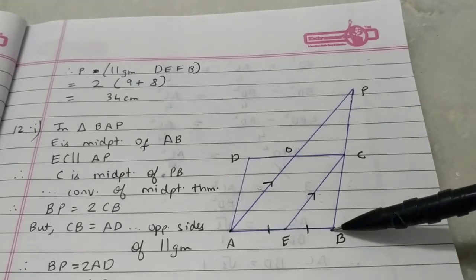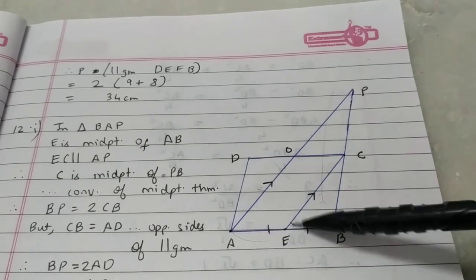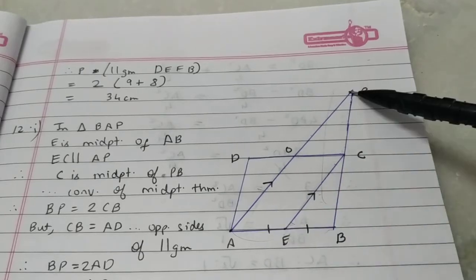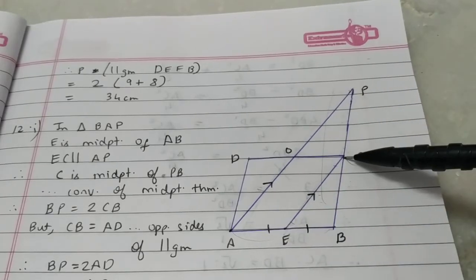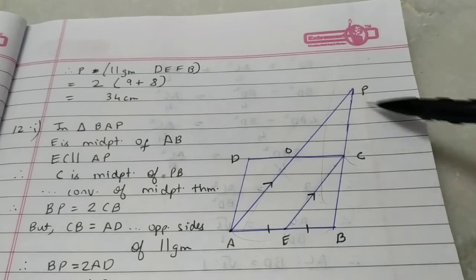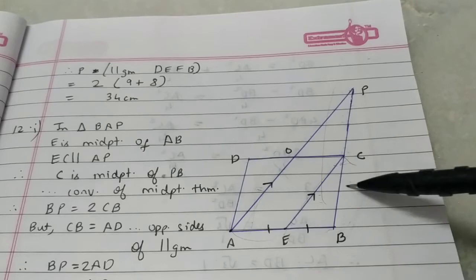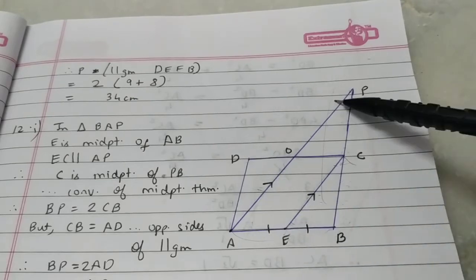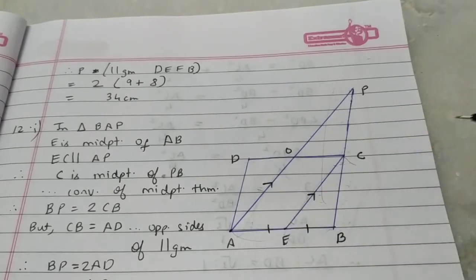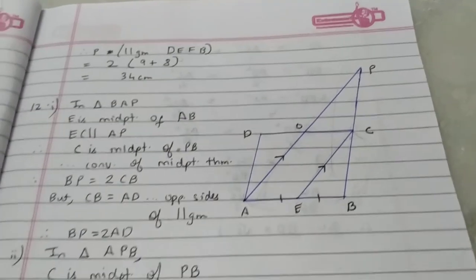In triangle BAP, E is a midpoint and BC is parallel to AP. So by converse of midpoint theorem, C is a midpoint. That means BP is twice of BC. But BC is equal to AD, opposite sides of a parallelogram. That means BP is twice of AD. Done. That is Roman number 1.